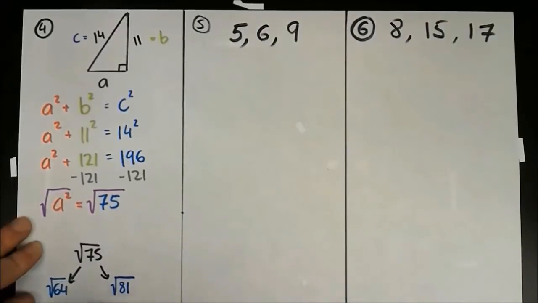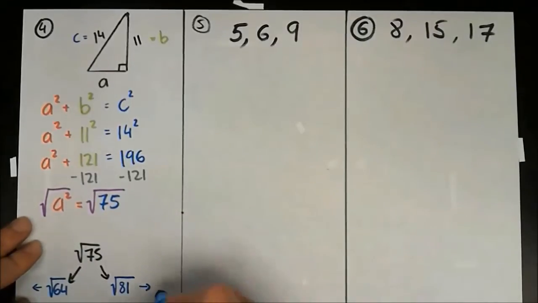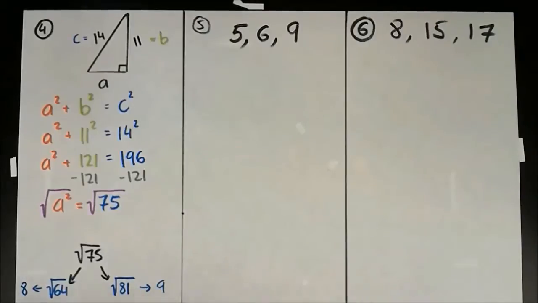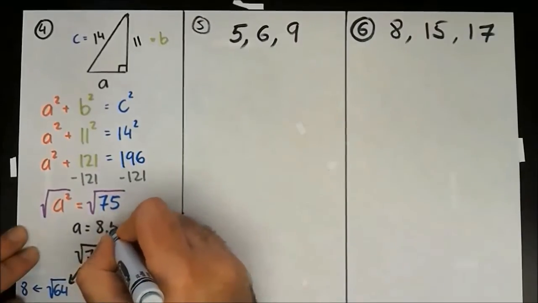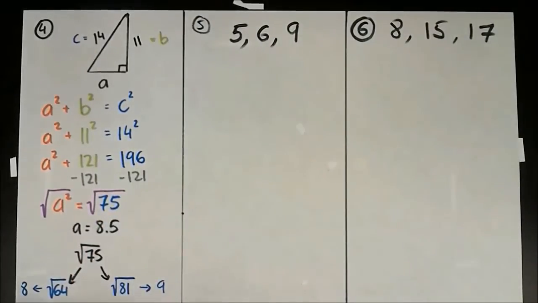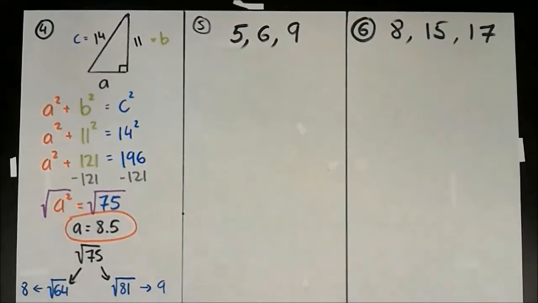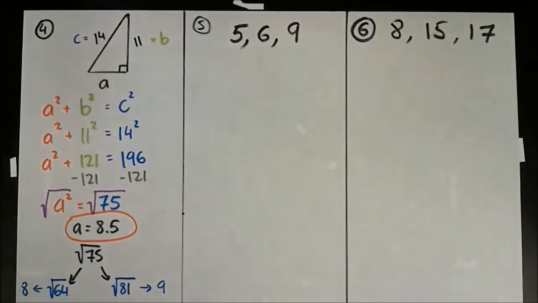And what are the square roots of 64 and 81? 9 for 81, 9 times 9, 8 for 64, 8 times 8. So my answer is pretty much right in between the two, so it's going to be between 8 and 9. What's between 8 and 9? 8.5. Sounds good to me. So my answer is approximately 8.5. Makes sense. A should be the shortest side, and it's definitely shorter than the other two. So questions on number 4.